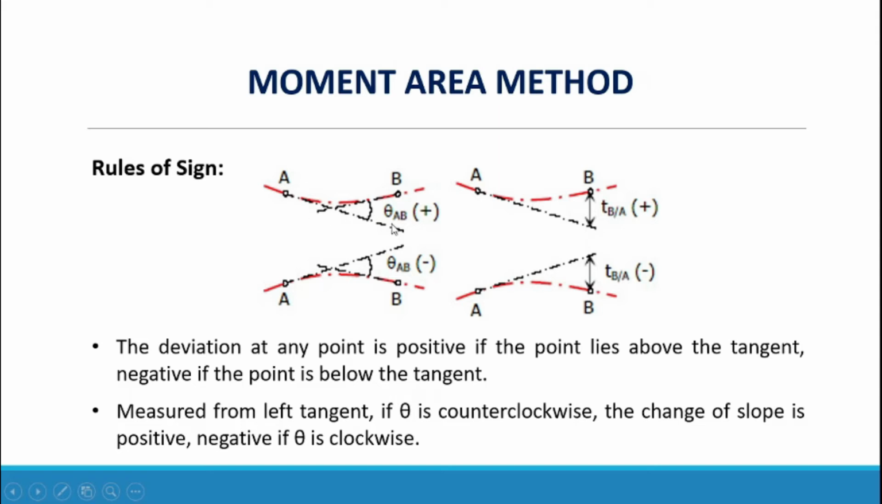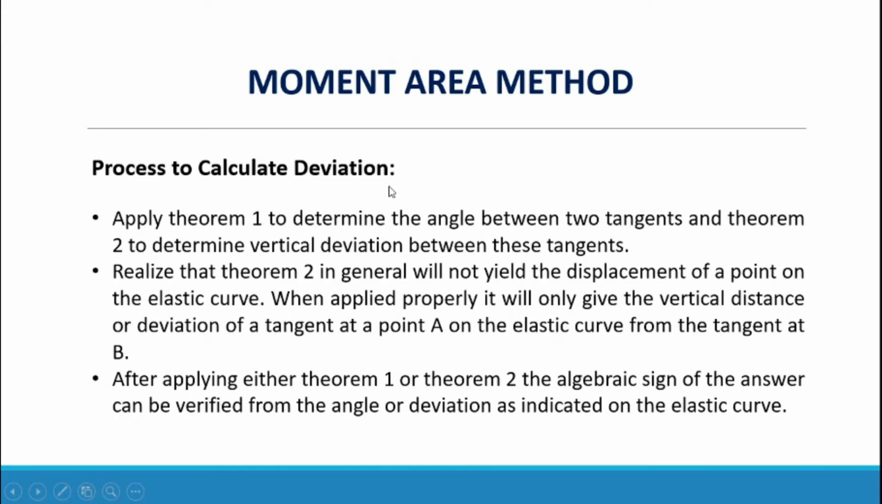So this will be your basis. If the line from A up to B lies above the tangent, then it is positive, and negative if the point is below the tangent. So the deviation of any point is positive if the point lies above the tangent, and negative if the point is below the tangent. And measured from the left tangent, if theta is counterclockwise, the change of slope is positive, and negative if theta is in the clockwise direction. Process to calculate deviation.